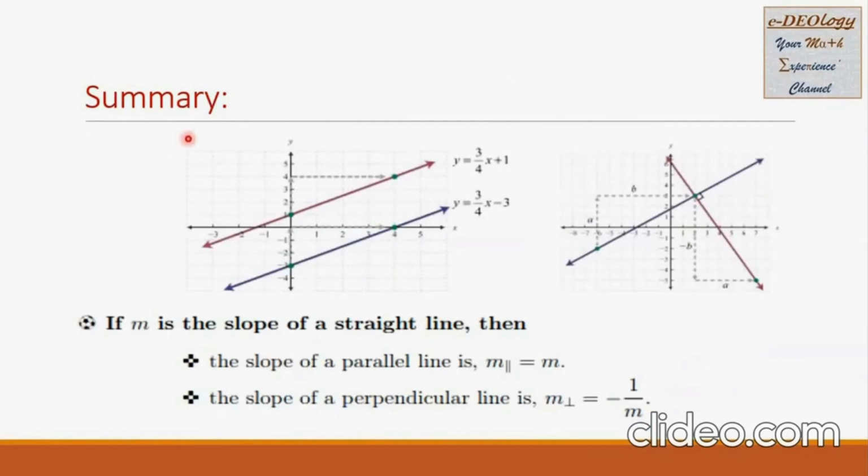To summarize, we have here the pictures of parallel lines and perpendicular lines. If m is the slope of a straight line, then the slope of a parallel line equals the m, which is the slope of the given line. Also, the slope of a perpendicular line is equal to -1 over m. Again, this m is the slope of the given line.